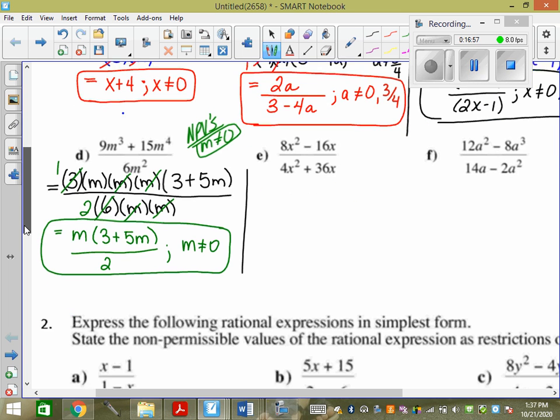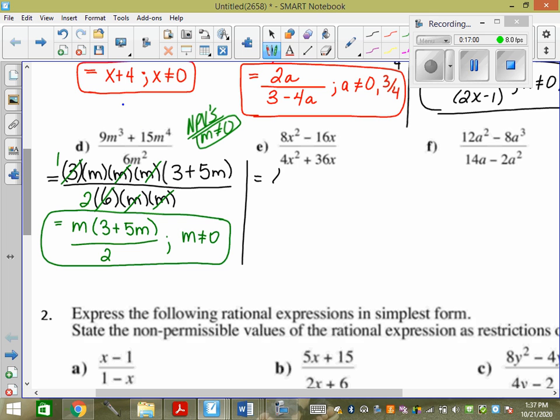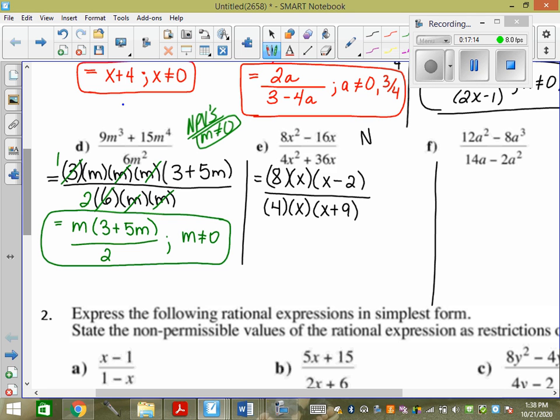Okay, E, what can I take out? An 8 and an x. Then I'm left with x minus 2. The bottom I can take out a 4 and an x, and I'm left with x plus 9. So my NPVs, my non-permissible values, are my restrictions. 4 gets me nothing. x gets me x cannot equal 0. x plus 9 cannot equal 0. Subtract 9. x cannot equal negative 9 is my other one.